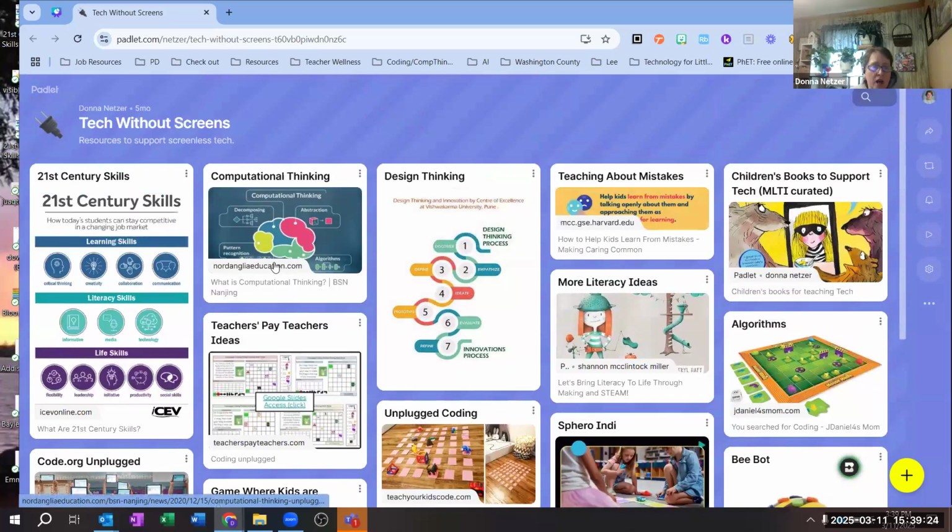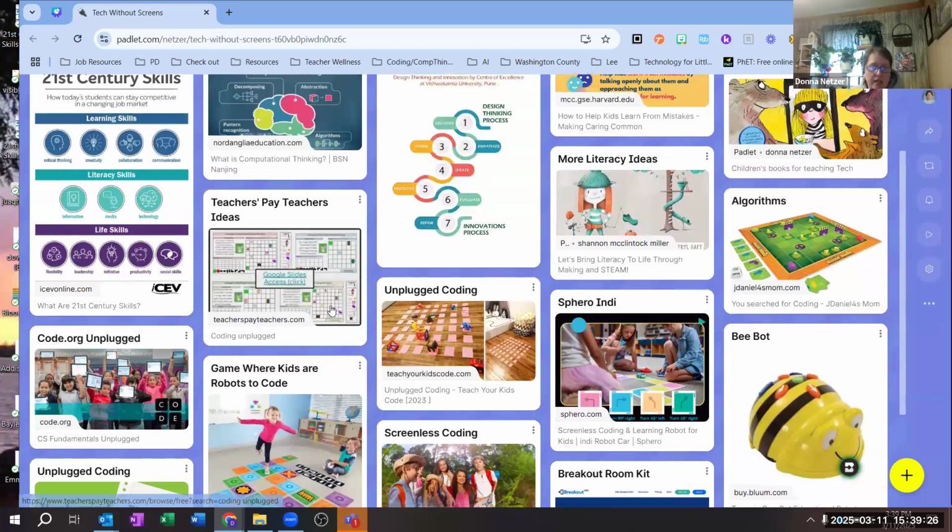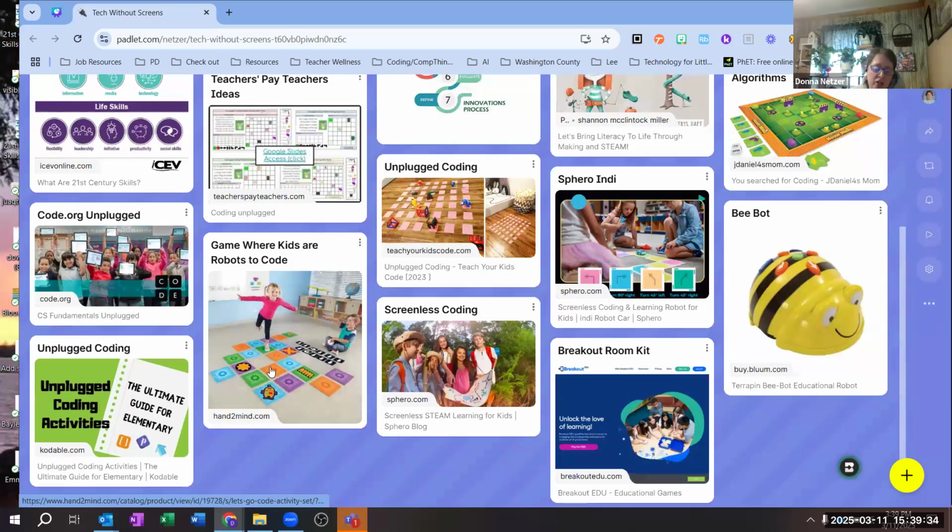So there's a whole section on computational thinking again, access to some Teachers Pay Teachers. You can type in there some unplugged type things. This is a physical game. I actually own the game. You don't have to. You could make it yourself, where you actually set up a scenario and kids code each other by telling them go left, go right, go up, go down, and get that sequencing of how that's supposed to work.